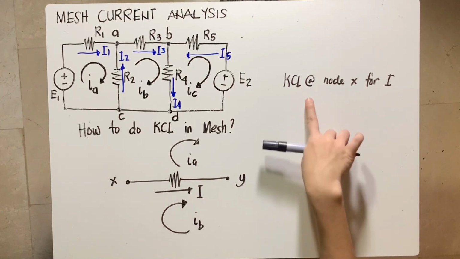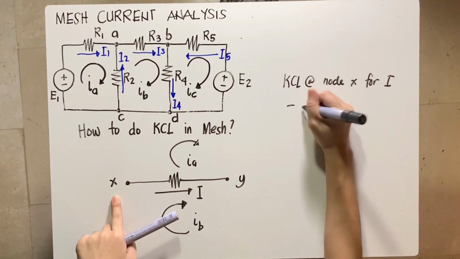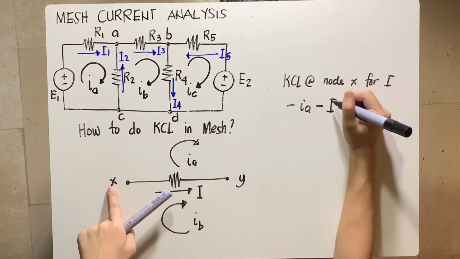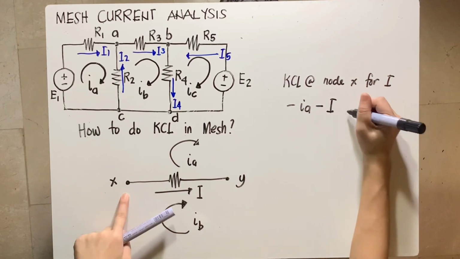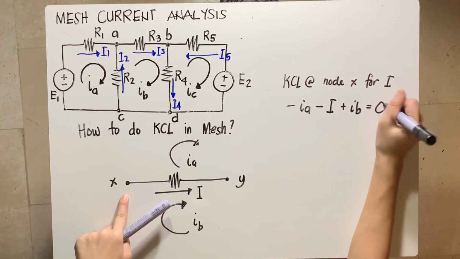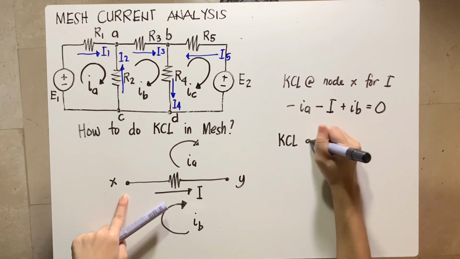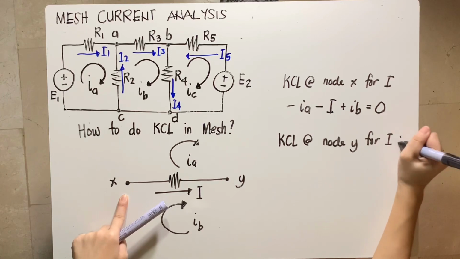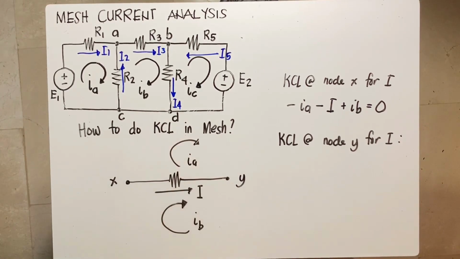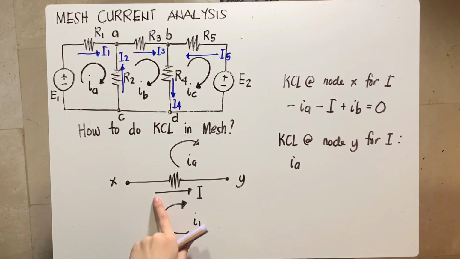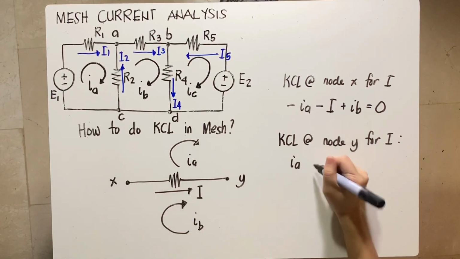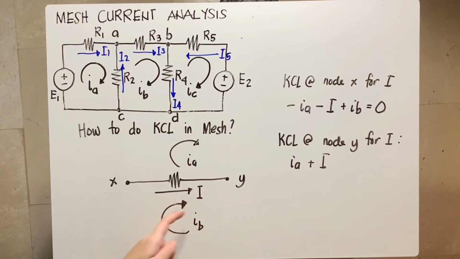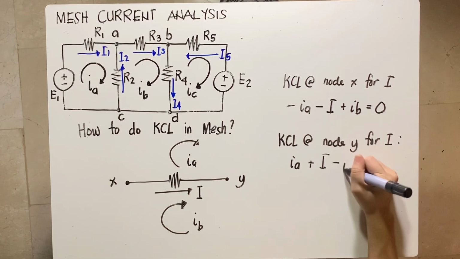Okay? So, pag nag-KCL ako sa node X, that would be negative IA. Based on branch current I, it's negative kasi palayo siya kay X. And then for IB, papasok yun sa X, so positive IB. Equate to 0. If you're going to KCL naman at node Y for I, para ma-solve mo si I, sa kanya naman papasok si IA, positive. Papasok si I sa kanya based on the direction of our assumption of the branch current. While IB, aalis naman siya kay Y. So, negative naman si IB dyan.